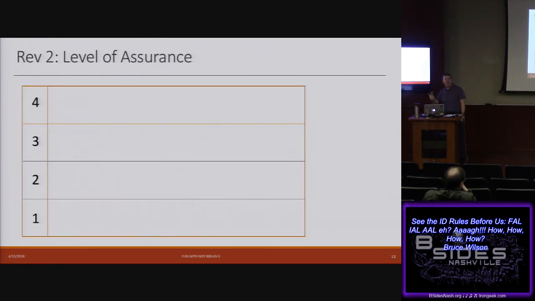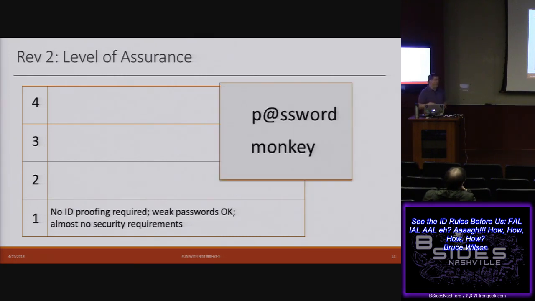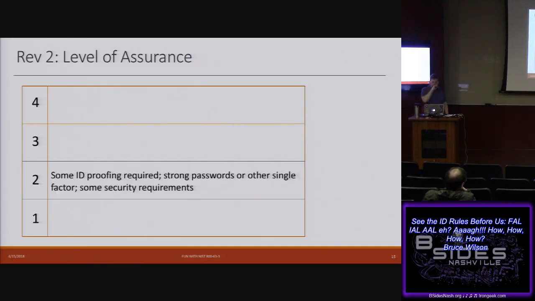And in specific, Rev 2 defined 4 levels of assurance. Level 1 was that no identity proofing was required, some weak passwords were fine, and there are almost no security requirements. And so you wind up with things like "password" and "monkey" as being relatively common sorts of things at revision, at level 1 assurance.